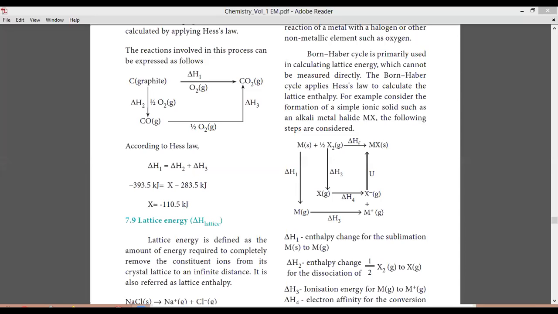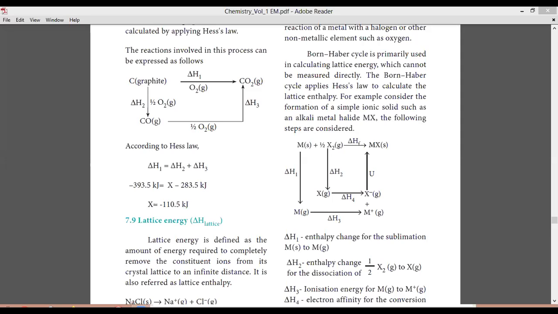Now comes lattice energy. Here the lattice energy will be given by delta H lattice. Lattice energy is defined as the amount of energy required to completely remove the constituent ions from the crystal lattice to an infinite distance. So it is also referred to as lattice enthalpy. Here we take a simple example: NaCl solid gives Na plus and Cl minus in gaseous form. The value is plus 788 kilojoule per mole.